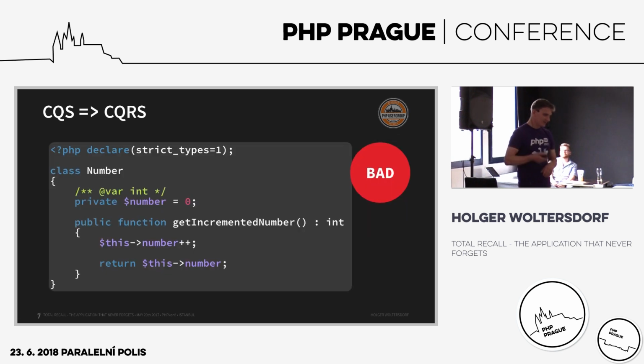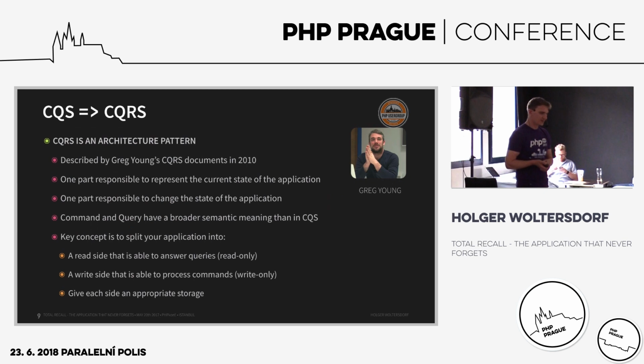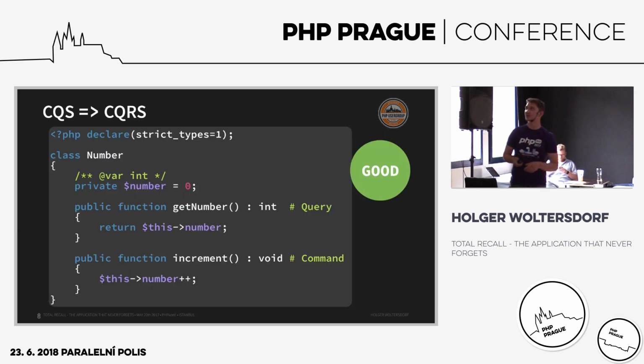So that's a bad example. If you want to have a number that should be incremented, get incremented number would violate the pattern. The good version is this one: get the number and increment the number in two different methods. That's basically CQS.